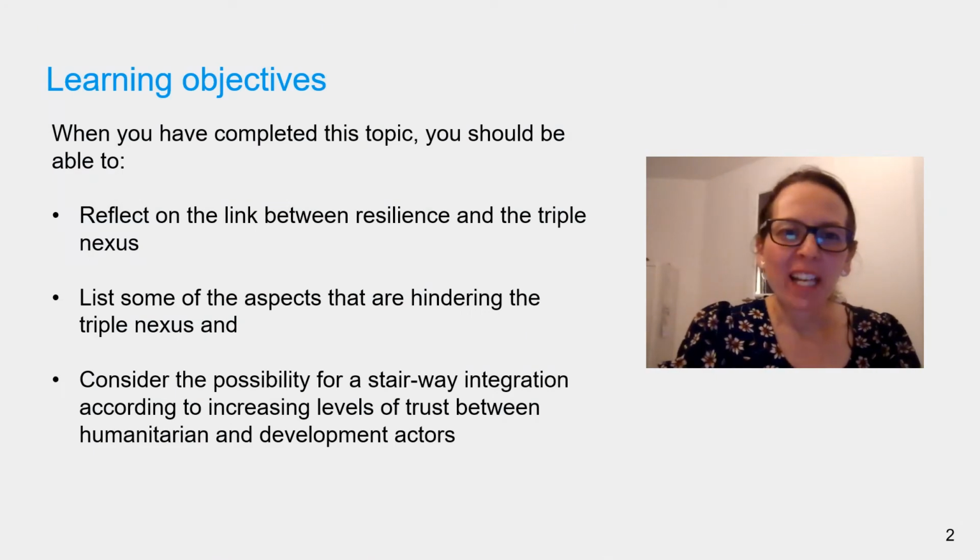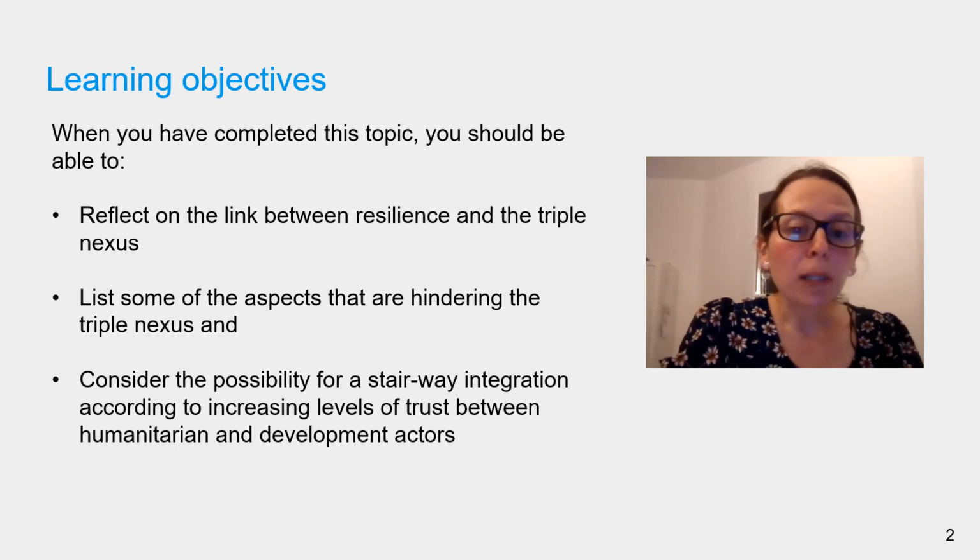Hello everyone! Let's wrap up what we have learned so far and introduce a way to address some of the challenges for operationalizing the triple nexus. When you have completed this topic, you should be able to reflect on the link between resilience and the triple nexus, list some of the aspects that are hindering the triple nexus, and consider the possibility for a stairway integration according to increasing levels of trust between humanitarian and development actors.